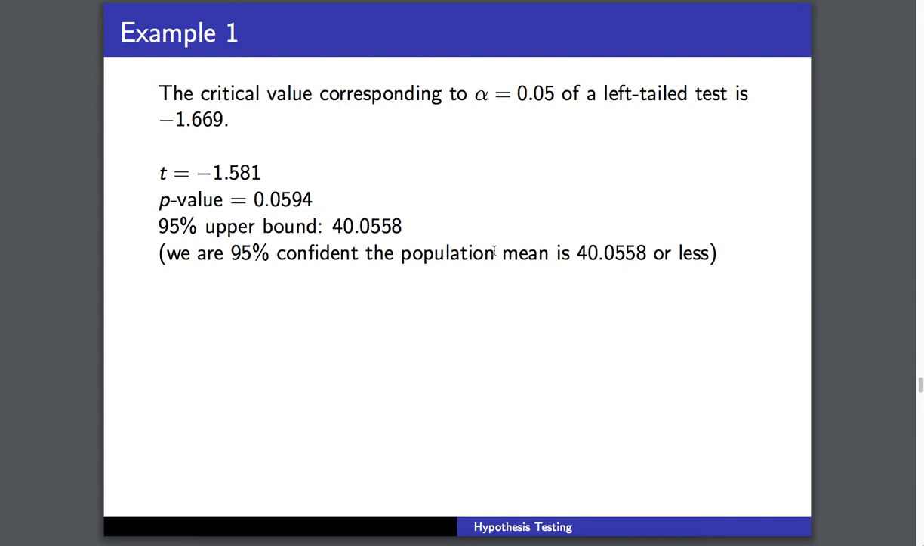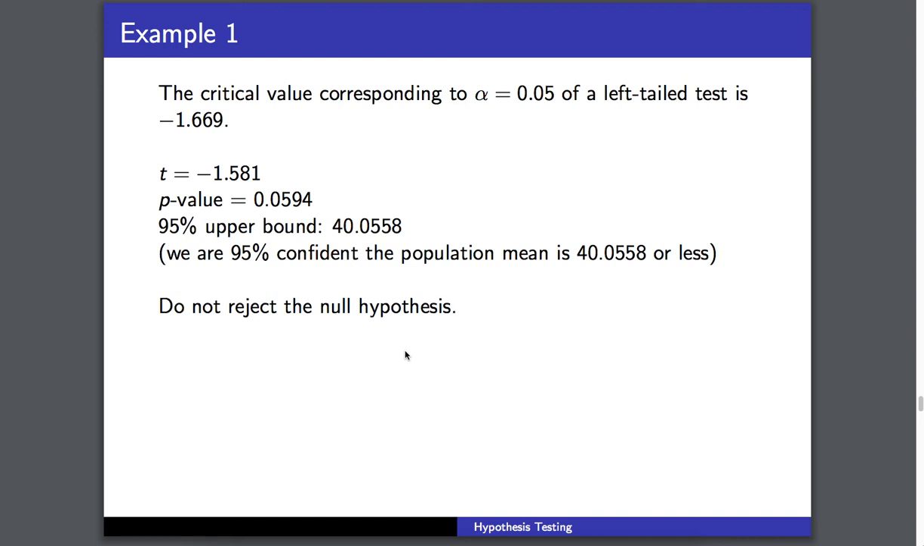So because our population mean of 40 is less than 40.0558, because our p-value is greater than our significance level, and because our test statistic does not fall in the rejection region, it's not less than negative 1.669, we do not reject the null hypothesis. So whether you use the critical value and test statistic approach, the p-value approach, or the confidence interval approach, do not reject the null hypothesis. Again, if you're going to use the confidence interval approach, please make sure you are using the T distribution with the appropriate degrees of freedom.